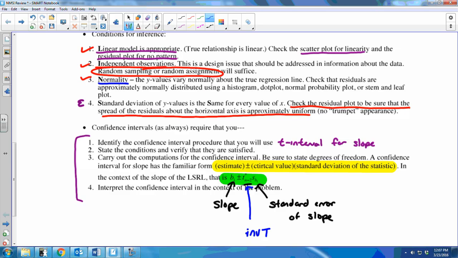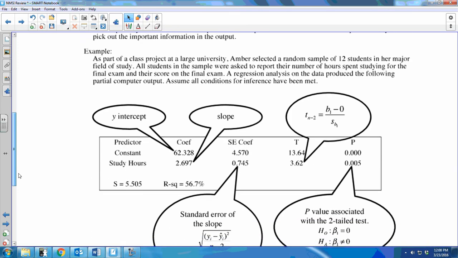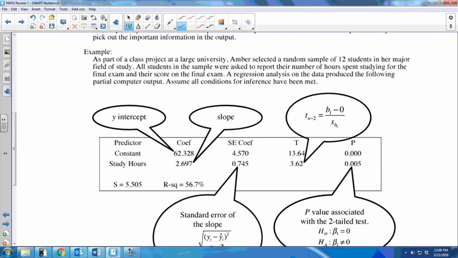And then 4 is interpret the confidence interval. Some of you guys still won't give me a conclusion. You get to the interval and you stop. You've got to write down what that means, and we can talk about what that looks like in a second when we do the example. All right, question. I'm going to do my one example for confidence intervals today, and then we'll do hypothesis tests and stuff tomorrow. On the next page of this packet, the back of this page, there's an example.